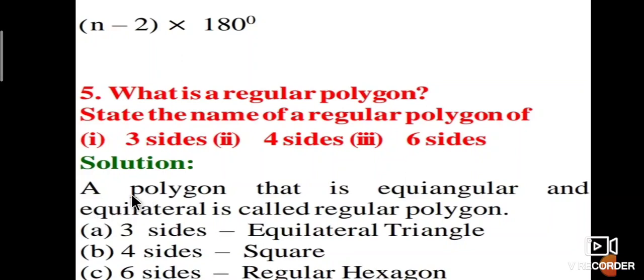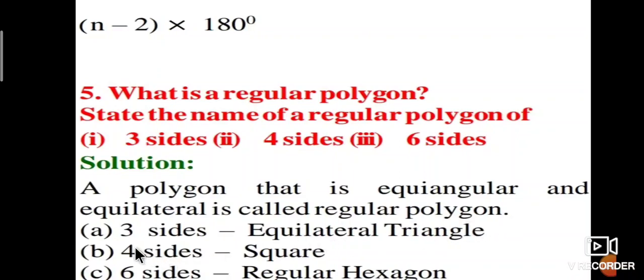Therefore, write down the notes. A polygon that is equiangular and equilateral is called a regular polygon.